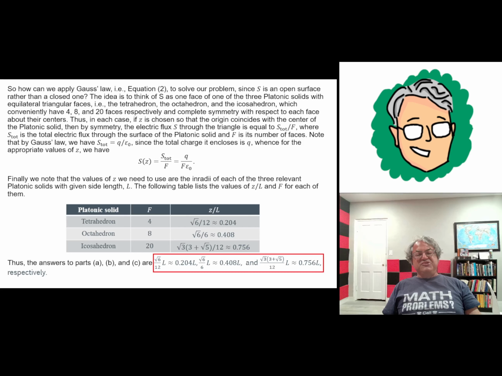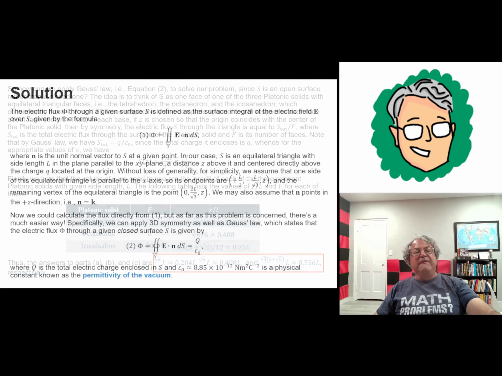So, for instance, for the tetrahedron, it's going to be q over 4 epsilon naught, since f is 4. For the octahedron, it's going to be q over 8 epsilon naught, since f is 8. And for the icosahedron, it's going to be q over 20 epsilon naught, since f is 20. And that's exactly what I was asking for. Let me just go back to the first slide, the statement of the problem.